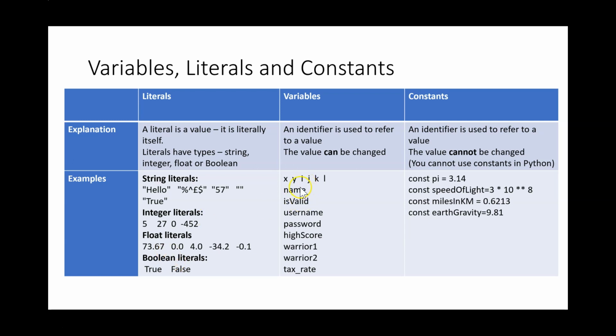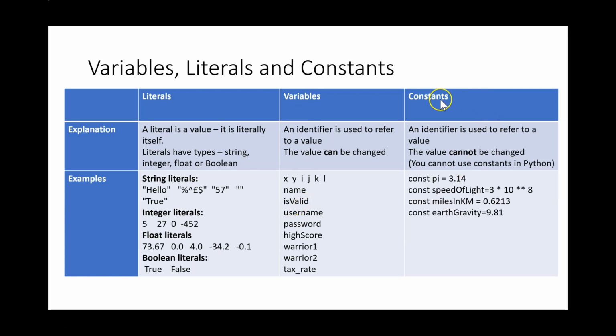Now, we've also got our variables. So with variables, what you can see here are the identifiers, and the computer can associate that with a value. So when you say tax rate is set to 20, then actually you're having the identifier tax rate and you're associating it with the value 20. So identifiers refer to those values, and those values can be changed. This is what a variable is.